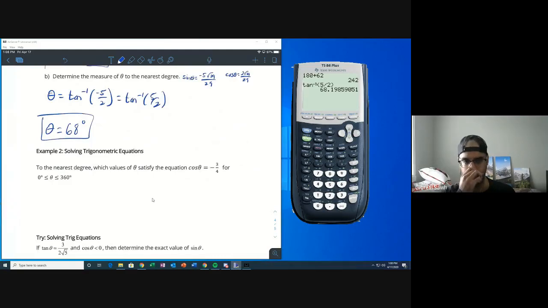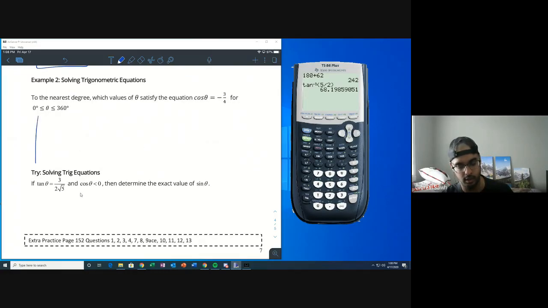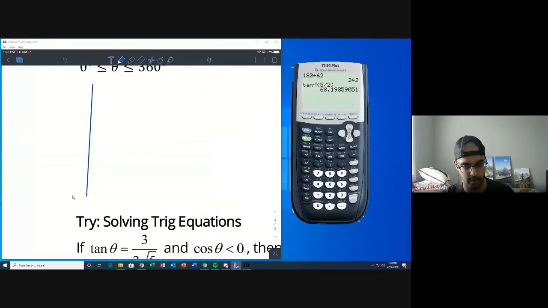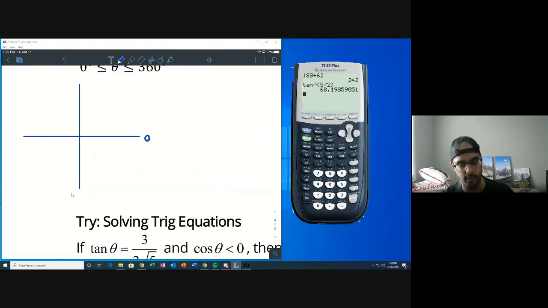Second one, a couple more. To the nearest degree, which values of theta satisfy this equation for the given domain? So they're telling us that my angle has to be in between 0 and 360. So it can't be bigger than 360 or negative. Okay, it's got to be in between there, which also tells you it will lie somewhere on your Cartesian plane. You're not going to spin around twice on there. You could only possibly go one full revolution to get back to 360. Okay, so there's my plane, and we can put the numbers on if you like: 0, 90, 180, and 270.